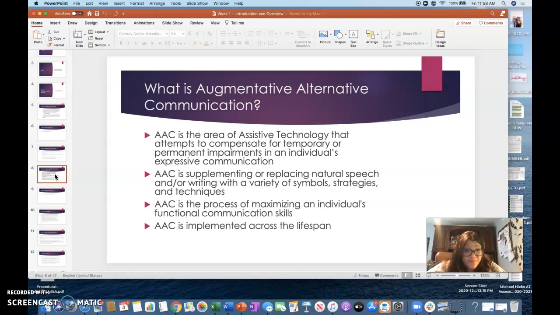AAC is supplemental. It serves to supplement and replace natural speech and or writing with a variety of symbols, strategies, and techniques. And it's the process of maximizing an individual's functional communication skills. AAC is absolutely implemented across the lifespan. In our next lectures that we move through, we'll talk about requirements for AAC.